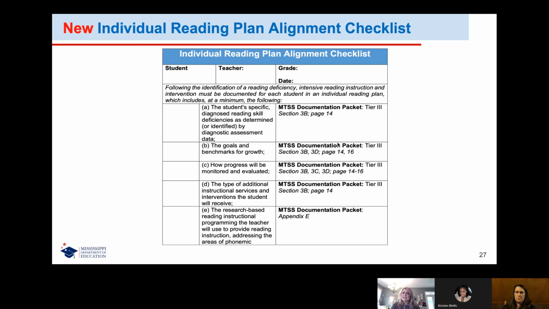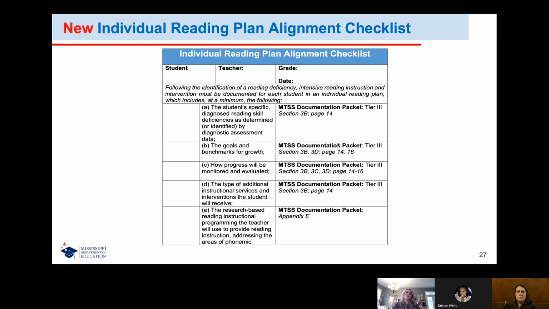And what I like about this is you write the student's name, teacher, grade, and date. And then you're checking as you're completing the documentation packet. As I'm going through and filling out these forms, you see it has them all listed, the page number in the documentation packet, and the forms that you'll be using. So you are just checking off that you are completing them as you go.